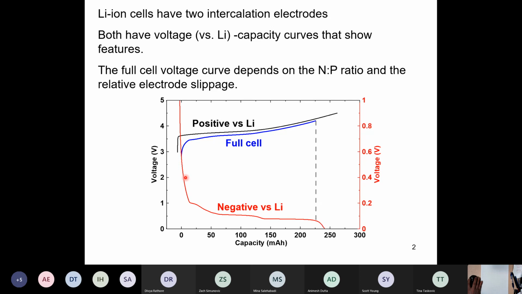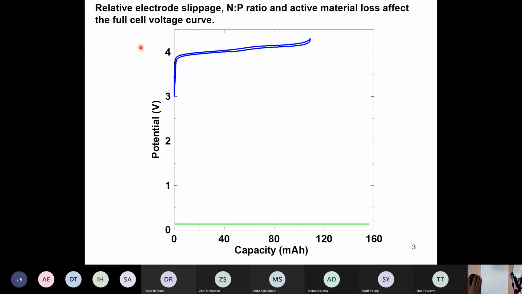And if you have more SEI growth on the negative side, the whole negative curve will shift to the right, and all these corresponding features in the full cell curve will shift to the right. So the details of the full cell voltage curve can be used to learn about the nature of the positive and the negative electrode. Like I say, the relative electrode slippage, the N to P ratio, and active material loss affect the full cell voltage curve. So let's have a look at this.